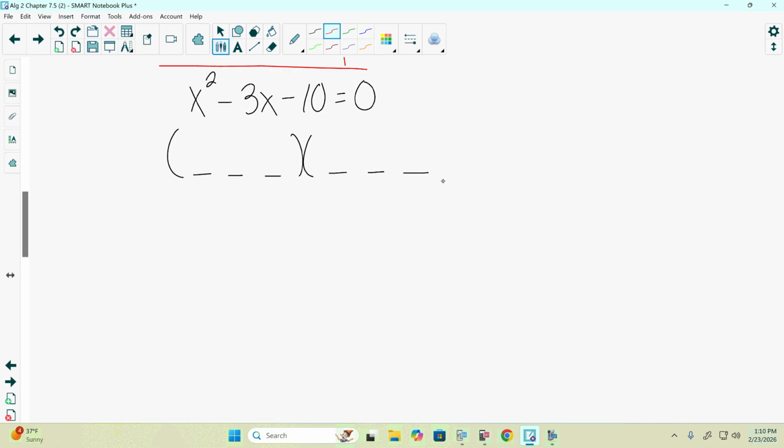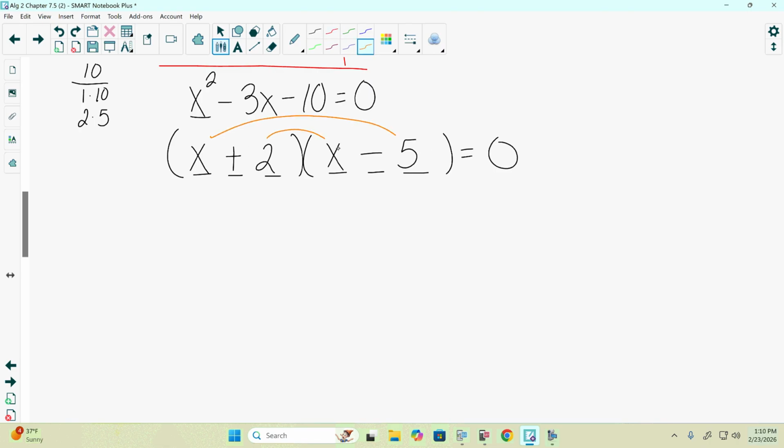At this point, we can factor this here. Since the third term is negative, our signs are going to be opposite. One's going to be positive, one is going to be negative. Now we're going to look at the factors of the first and third term. Well, our factors of x squared are x and x. Our factors of 10 are 1 and 10 or 2 and 5. We can try 2 and 5 first.